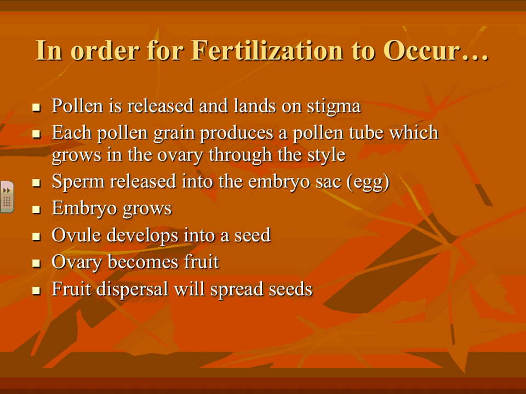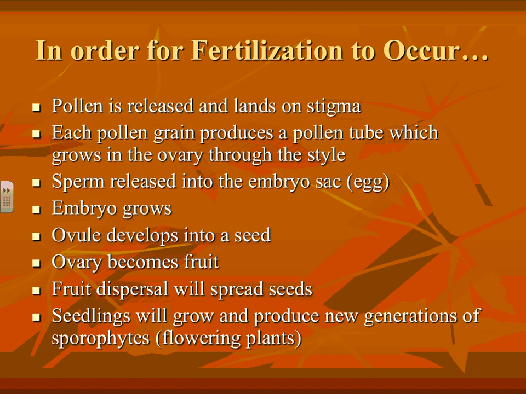Fruit dispersal will spread the seeds, so when wild animals eat, let's stick with the apples, when deer eat the apples and they digest them, they don't digest the seeds, and they deposit them somewhere in the wild, in the forest, and the hope is that those seeds will then germinate and grow more apple trees. Seedlings will grow and produce new generations of sporophytes, which are our flowering plants.